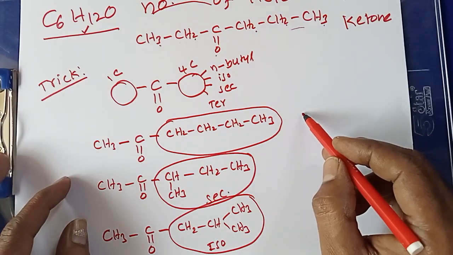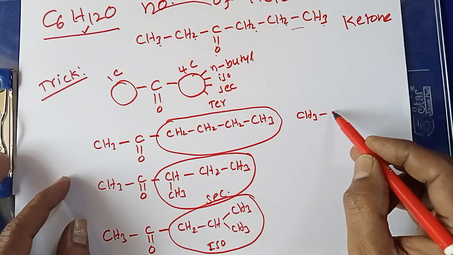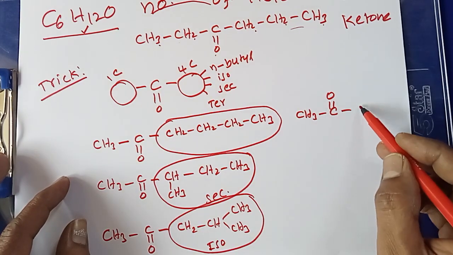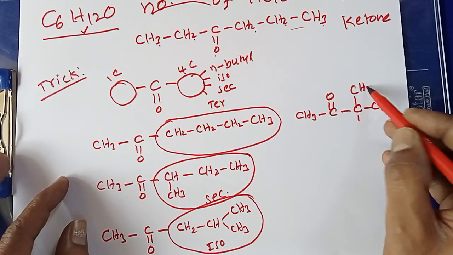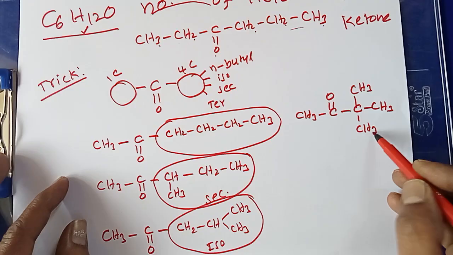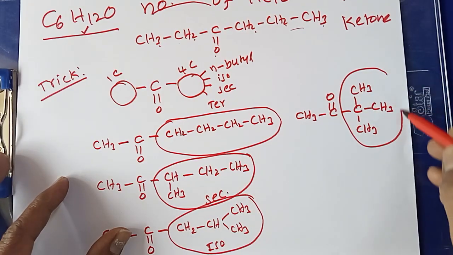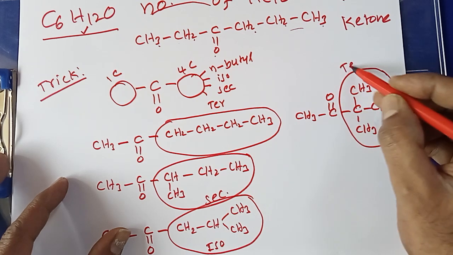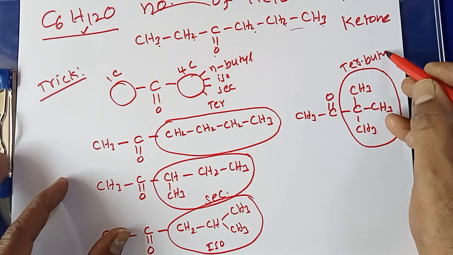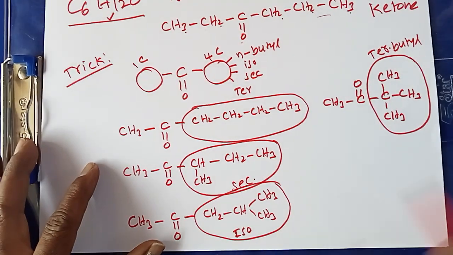Same. One side CH3, CH3, C double bond O, C. Here also CH3, CH3, again CH3. What is this butyl group name? It is a tertiary butyl group, tertiary butyl group.